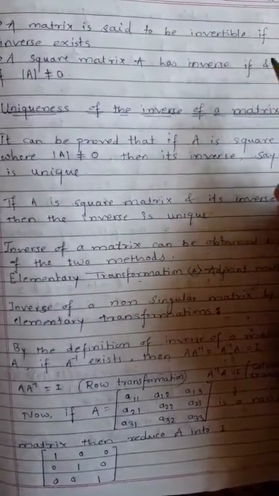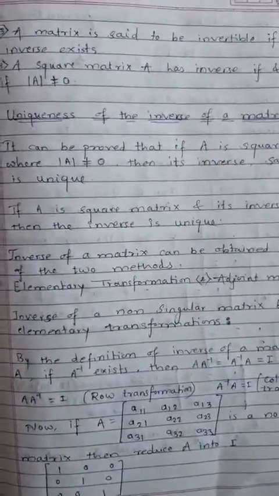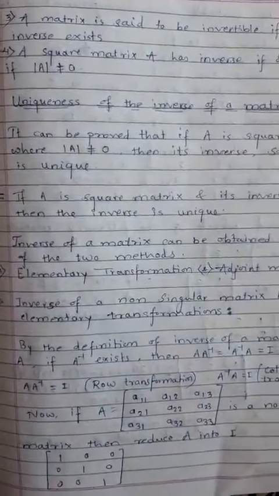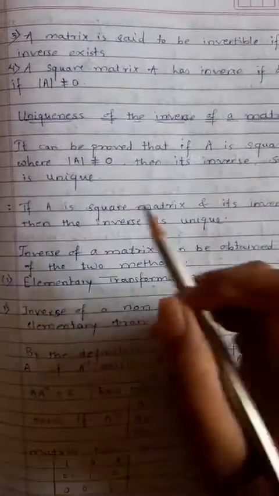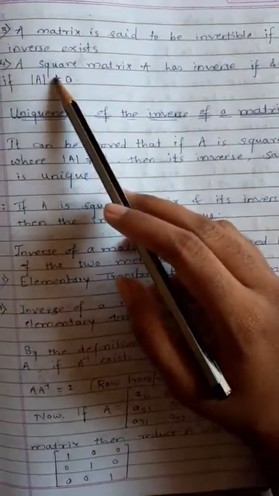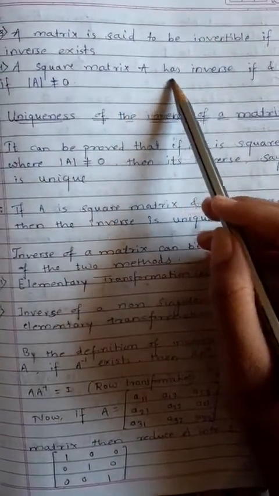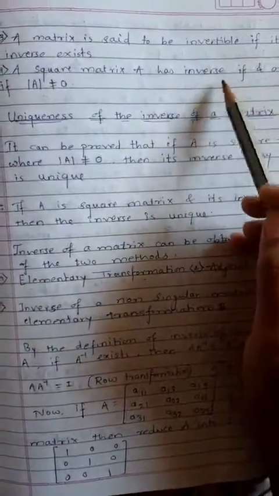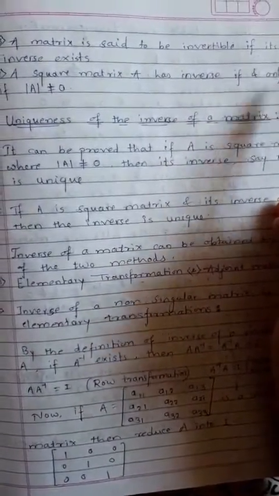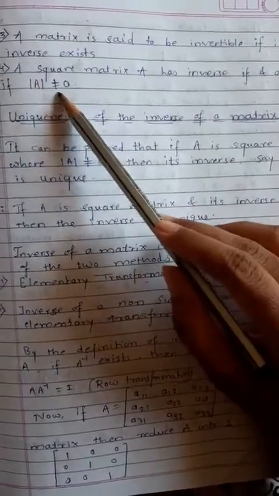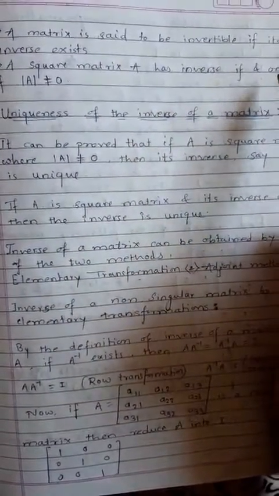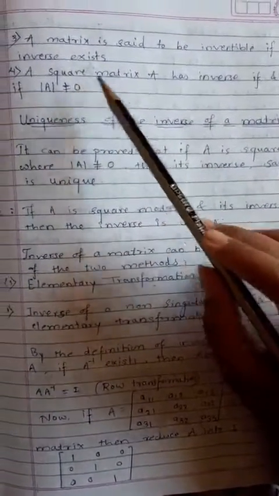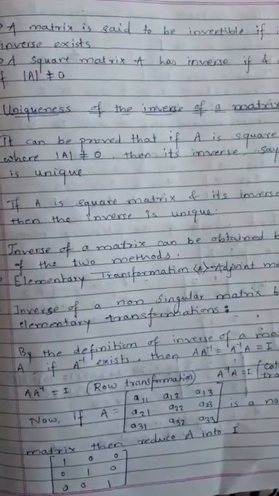And when we say that if inverses exist, we have seen in the first note that it is when its determinant is non-zero. Okay. Next, note fourth: a square matrix A has an inverse if and only if determinant A is non-zero. A square matrix A has an inverse if and only if its determinant A is non-zero.